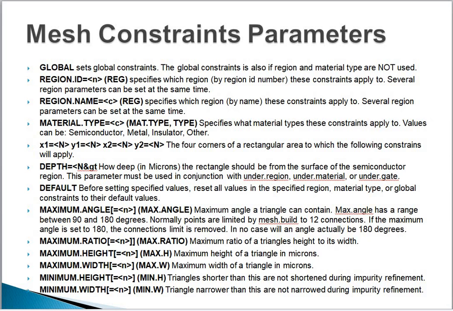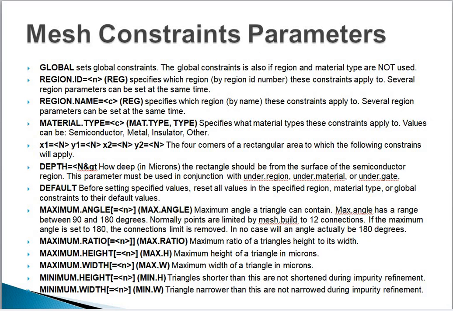Maximum angle: the maximum angle a triangle can contain. Maximum angle has a range between 19 and 180 degrees. Normally, points are limited by the mesh build to 12 connections. If the maximum angle is set to 180, the connections limit is removed. In no case will an angle actually be 180 degrees. Maximum ratio: the maximum ratio of a triangle height to its width, height upon width. Maximum height: the maximum height of a triangle in microns. Maximum width: the maximum width of a triangle in microns.